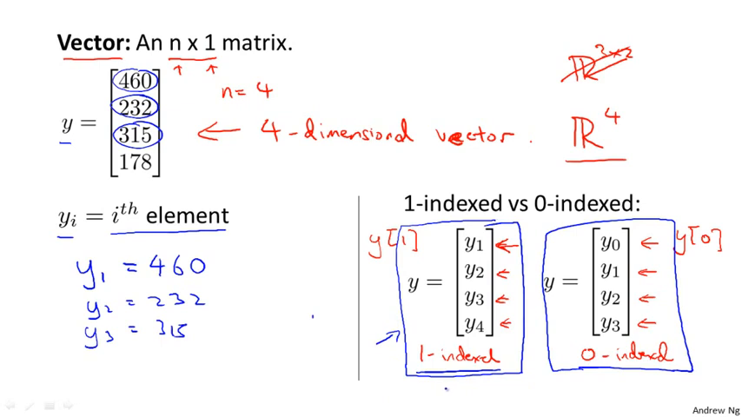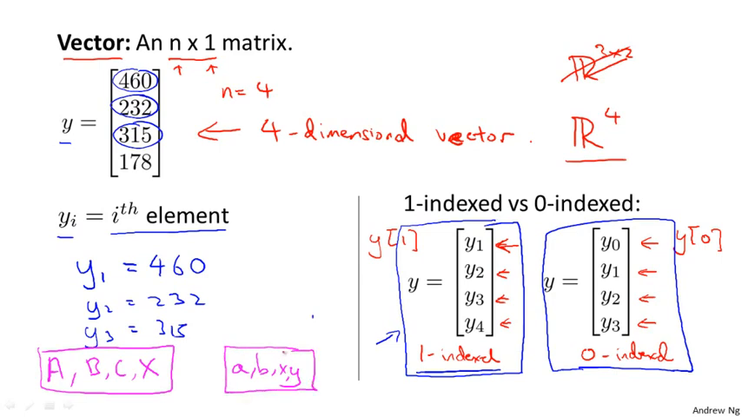Finally, by convention, when writing matrices and vectors, most people will use uppercase letters to refer to matrices. So we use capital letters like A, B, C, X to refer to matrices, and usually we'll use lowercase letters like a, b, x, y to refer to either numbers, just real numbers or scalars, or to vectors. This isn't always true, but it is the more common notation, where we use lowercase y to refer to a vector and uppercase to refer to a matrix. So you now know what matrices and vectors are. Next, we'll talk about some of the things you can do with them.